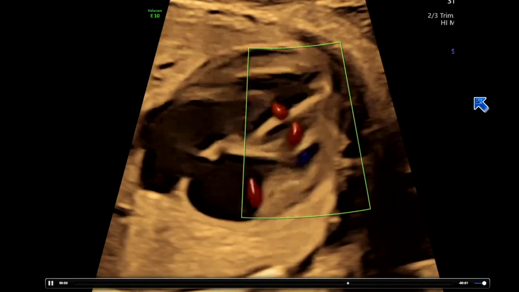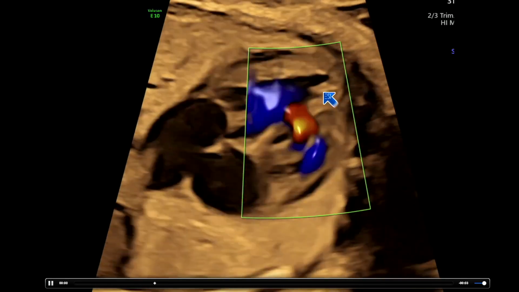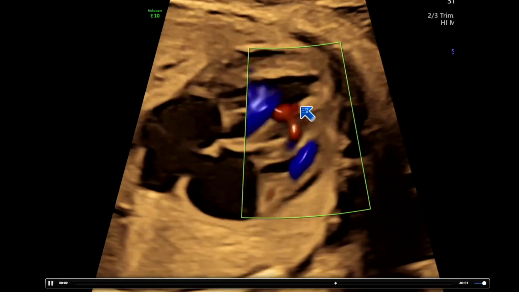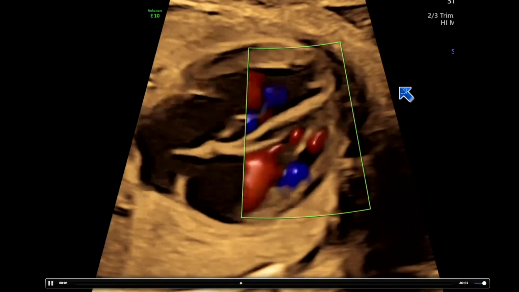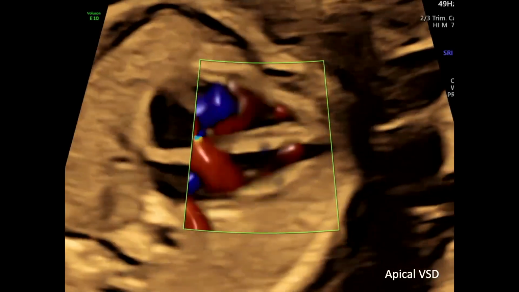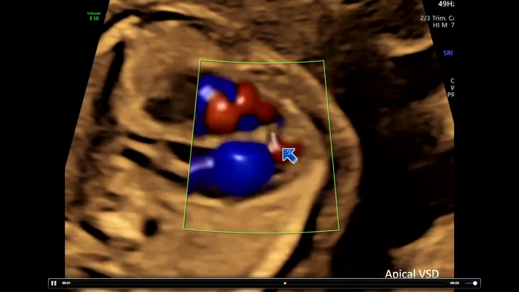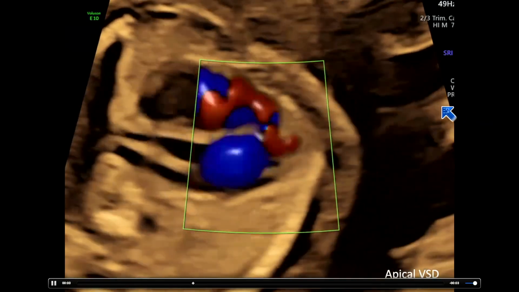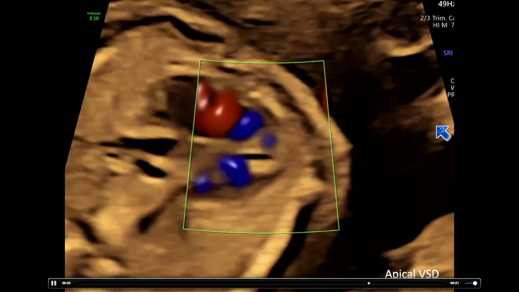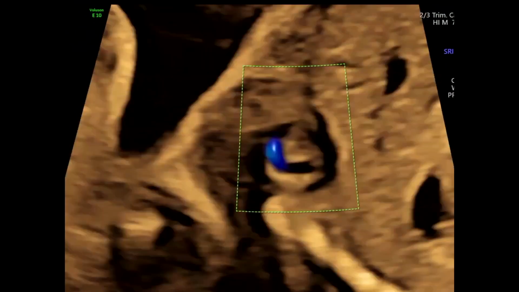Oftentimes they're multiple. I like this picture because it's got at least two of them, and I know this baby has three. But again, small color box, correct settings, trying to make this septum as horizontal as I can within the constraints of baby's position. Apical muscular VSD, notice how it's really only appearing as I come up into my outflow tract views. So that's a hint that it's probably more anterior or higher up in the ventricular septum than you would get in a standard four-chamber view.